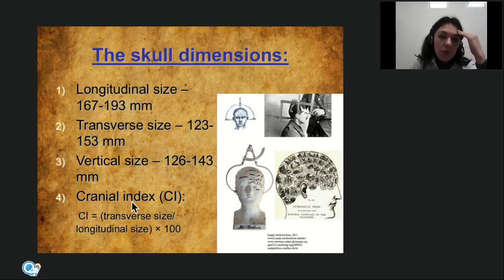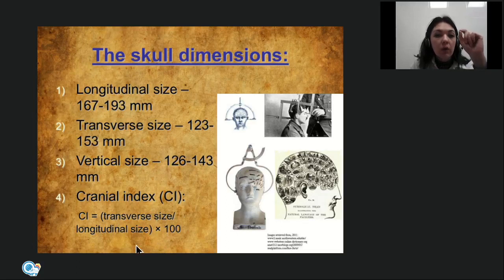So knowing all of these sizes, we can calculate cranial index that is equal to the relation, like a ratio, between transverse size and longitudinal size. So transverse size should be divided by the longitudinal size, and then we should multiply it by 100.